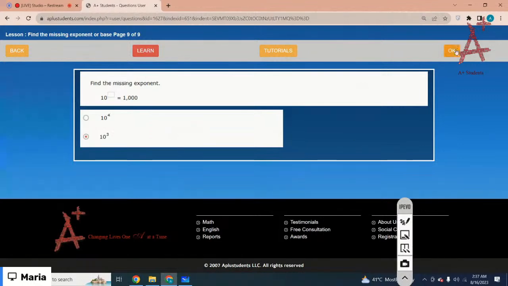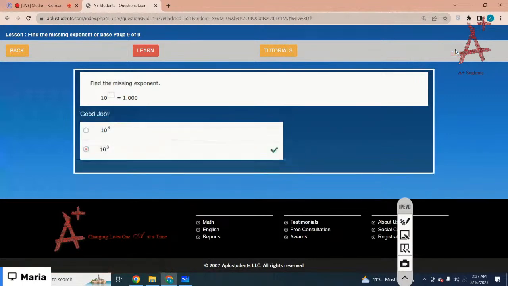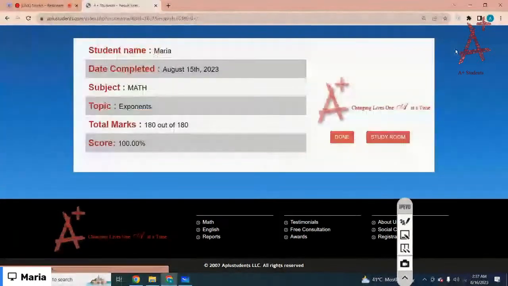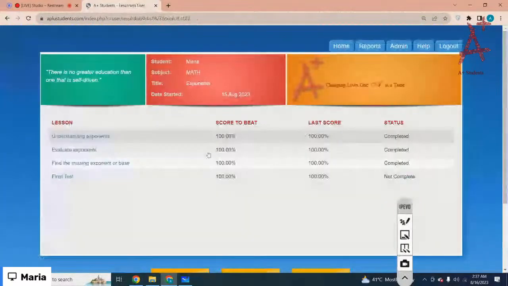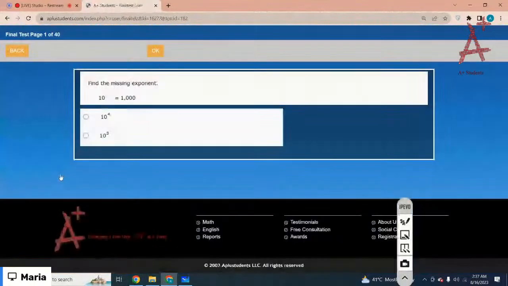Okay, we are done with the lesson. I am going slowly because we are done with the lesson and we just have to start with the final test. That's why I have done the lesson very slowly. I just want to kill the time.